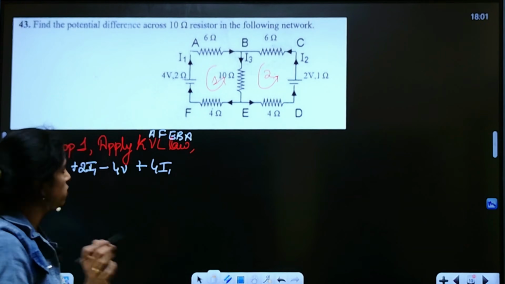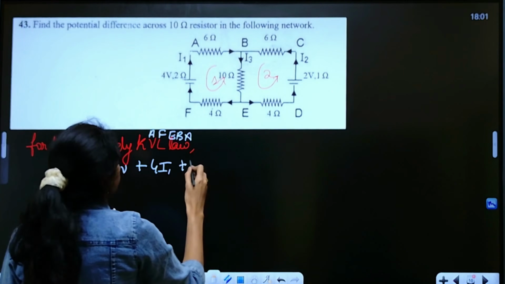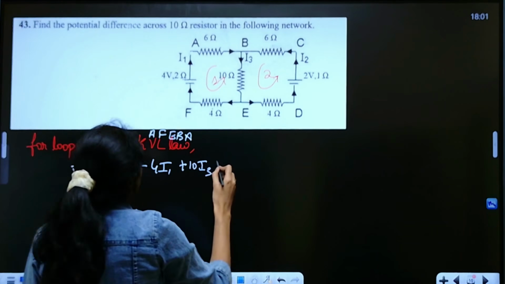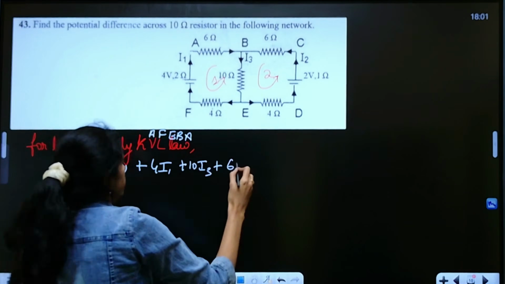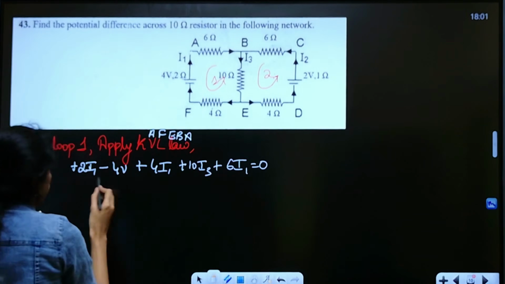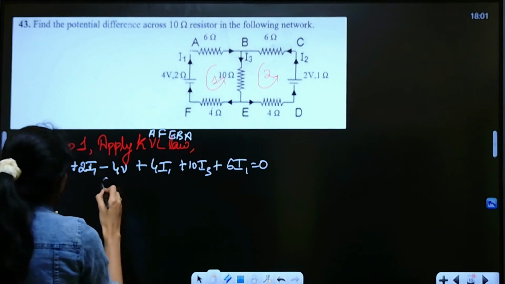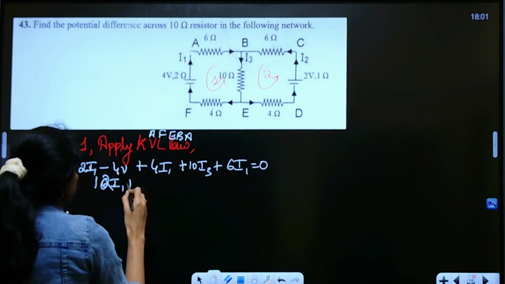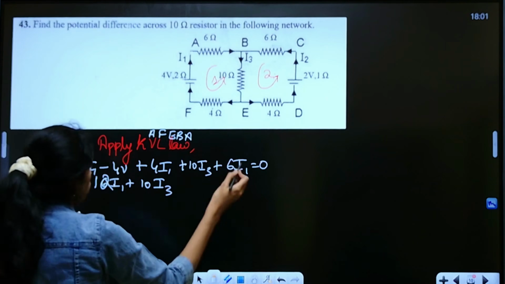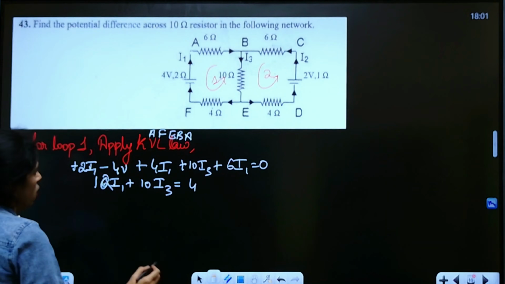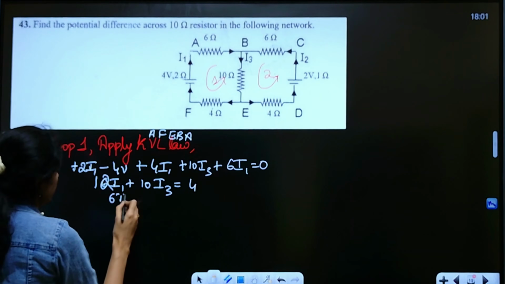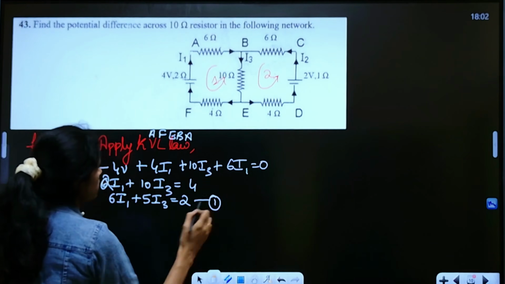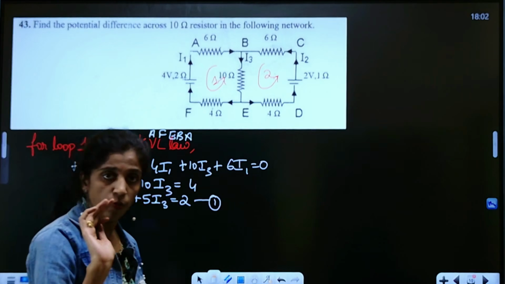I'm applying Kirchhoff's voltage law. Then again, you will take plus 10 times I3. Going in this way, the current is opposite to me, so plus 6 I1, where the current flowing through this is I1. Now 2I1 plus 4I1 can be taken as 6I1, so directly you get 12I1 plus 10I3, minus 4 volt. If you move it across, it becomes plus 4 volt. This can be reduced further to 6I1 plus 5I3 equals 2. Take this as equation 1. This is applying Kirchhoff's voltage law for loop 1.